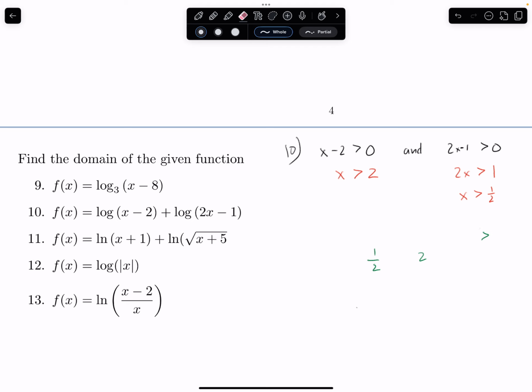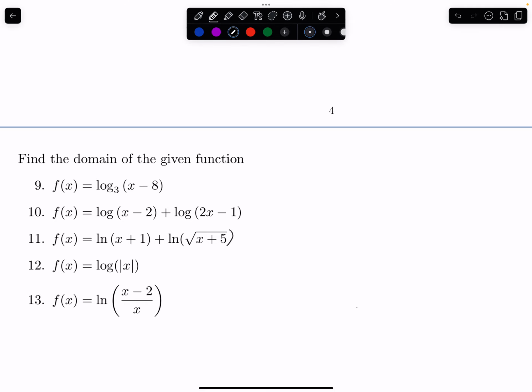Okay, moving on. Number 11. Oops, missing parentheses here. Okay, number 11. Kind of similar situation here. We've got the domain for this, domain for that. For the first part, x plus 1 has got to be bigger than 0, right? And the second part, the square root of x plus 5 has got to be bigger than 0.